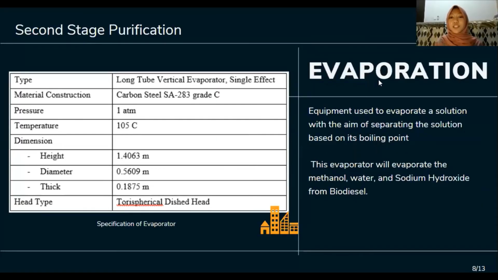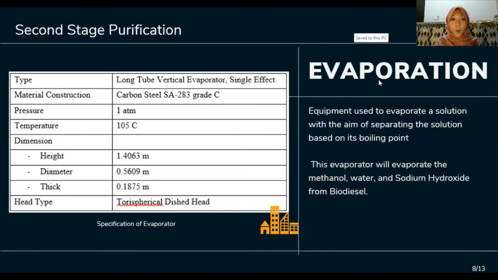So this is the second stage purification of biodiesel: the evaporation. After the first stage using the membrane, now we use an evaporator to separate the impurities that are still contained in the biodiesel. The evaporator is used to separate the solution based on its boiling point. The membrane still leaves impurities, so in this evaporator it will evaporate the methanol, water, and sodium hydroxide from the biodiesel. On the left is the specification of the evaporator that we use.